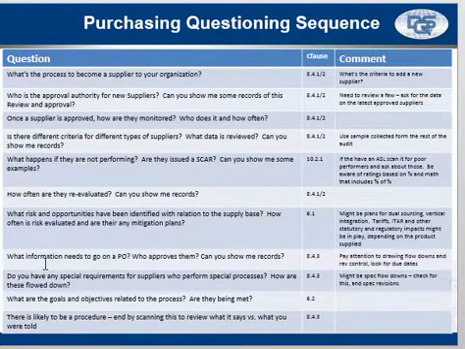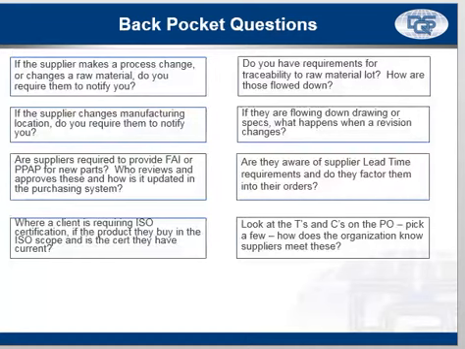What information needs to go on a PO? So we're switching tracks here. Who approves them? Can you show me the records? What are they flowing down to the suppliers? Is it drawings? Is it specs? And if they're flowing it down, is it flowed down at a revision level? I want to ask about the goals and objectives related to purchasing. And then I always scan the procedure last just to see if it matches up with what they told me up here. Okay, so some back pocket questions.